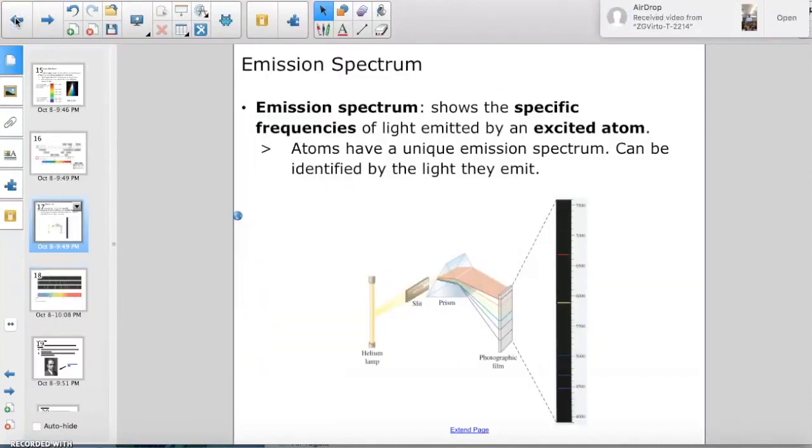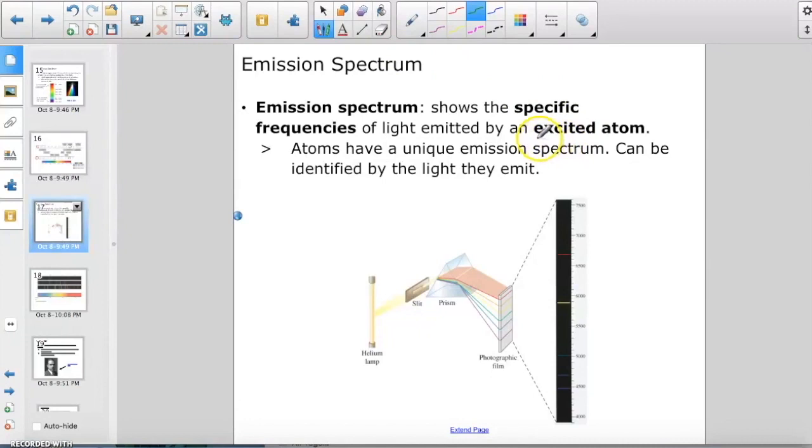The emission spectrum shows the specific frequencies of light emitted by an excited atom. And that is key to know, that it's an excited atom. What is the meaning of this? Well, it means that, in this case for example, we had a lamp that is going to be exposed to a high voltage. And because of that, the atoms of helium that are in the lamp will be very excited, and they will start emitting energy in terms of photons of energy.